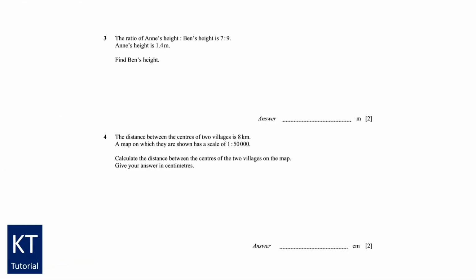Question 3. The ratio of N's height to Ben's height is 7 to 9. N's height is 1.4 meters. Find Ben's height. Ben's height is 9/7 of N's height.